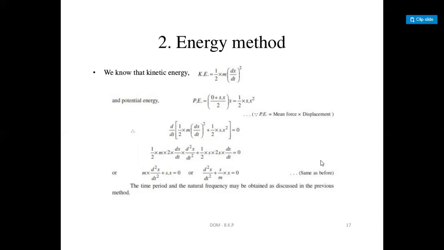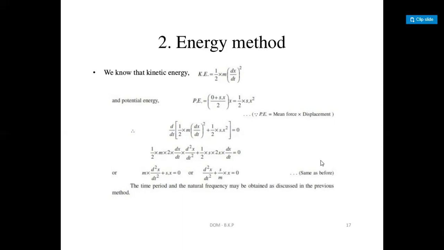The equation of natural frequency is taken as s upon m. We equate s upon m equal to omega square, so omega is equal to under root s upon m, and we can take omega equal to 2 pi fn. With this equation, we can find the natural frequency as we have discussed in the earlier method, the energy equilibrium method.